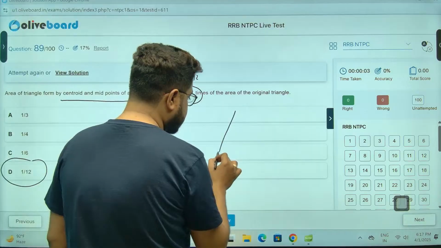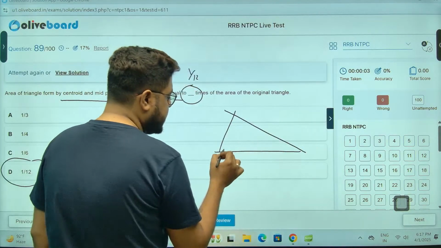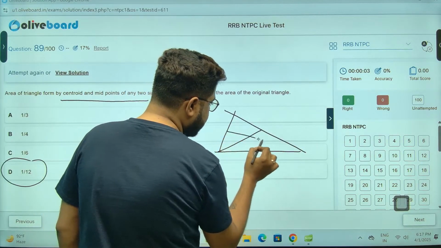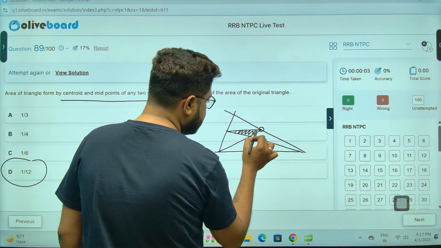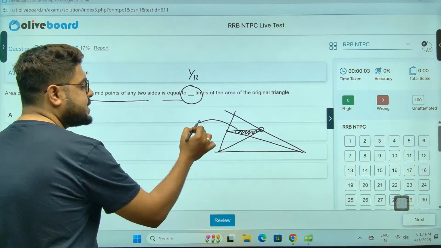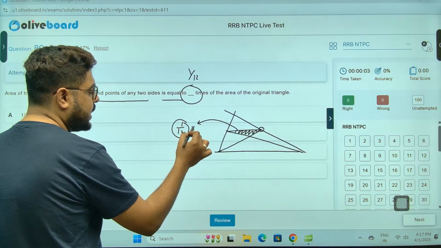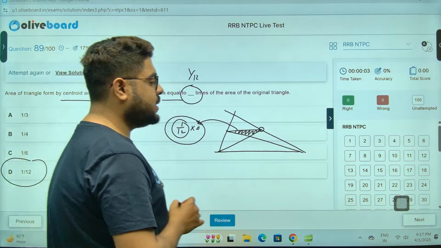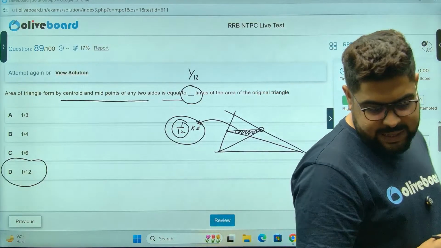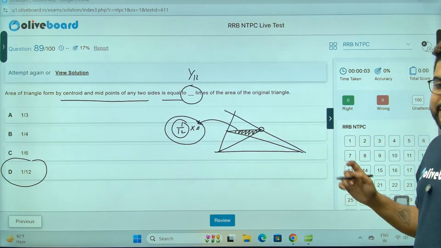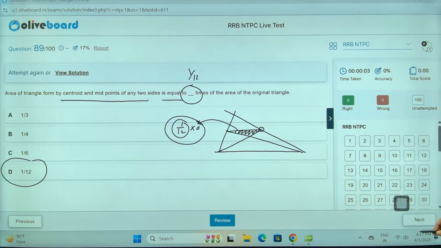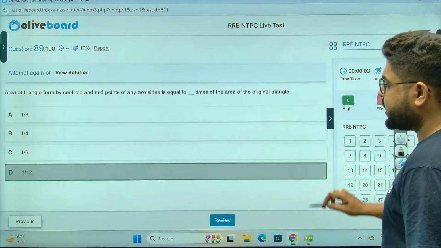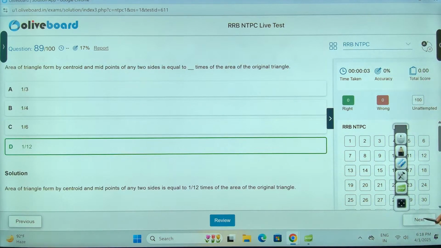Let me just show you, sir. If you join this and if you join this, the midpoints of these two, then this triangle, sir, always remember, is 1/12 of the original triangle, 1/12 of the delta. Everyone remember this. If you don't already know this, it is 1/12. So that means it is option D, sir. Next.